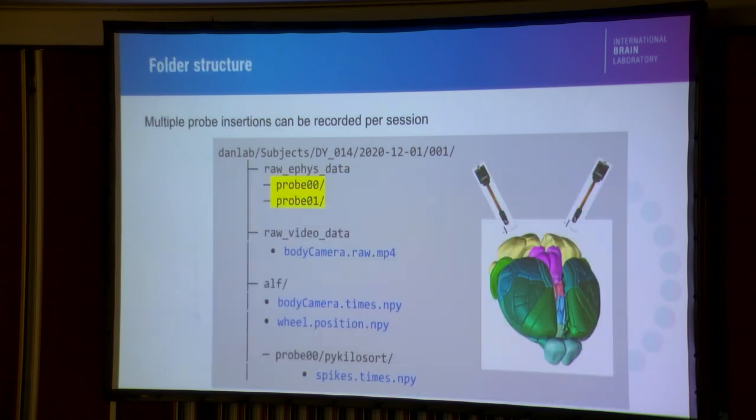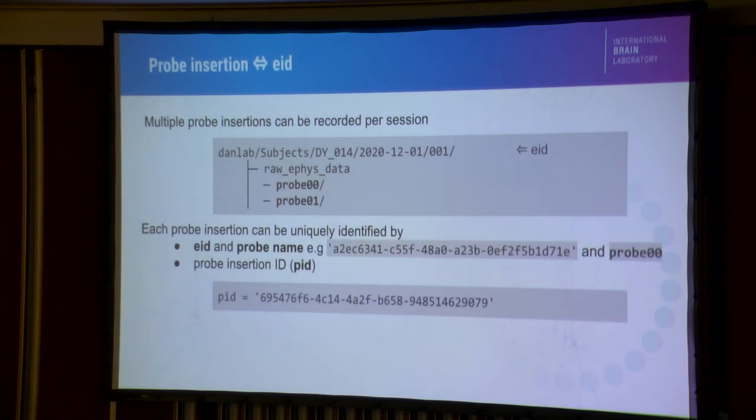So for each experiment, we can record from up to 2 probe insertions simultaneously, and these correspond to Neuropixels insertions. We also have a unique way of identifying each insertion. This is either by an EID and probe label combination, so probe00 or probe01, or alternatively what we call a probe insertion ID, which again is just a random collection of letters and numbers that uniquely identifies every single probe insertion that we have stored in our database.